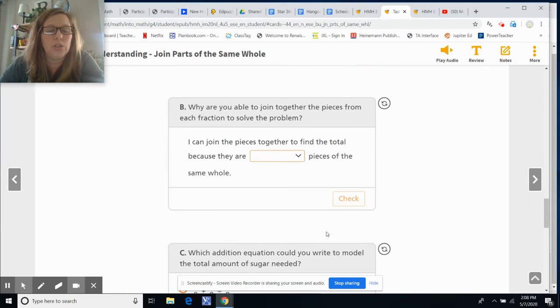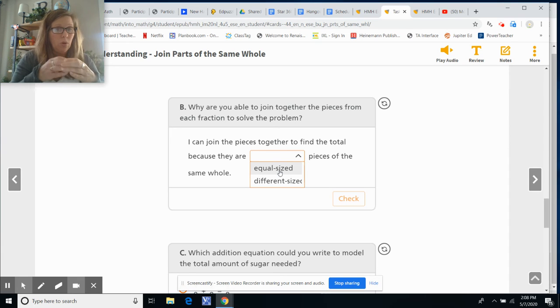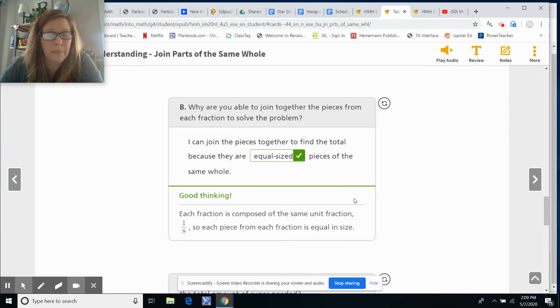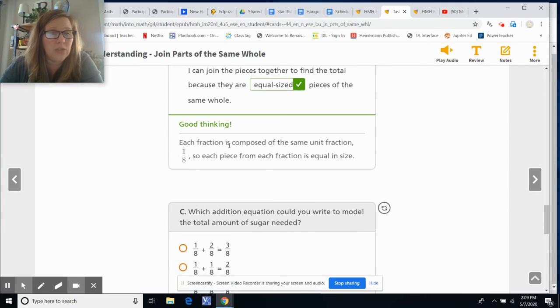It says, why are you able to join together the pieces from each fraction to solve this problem? I can join the pieces together to find the total because they are equal-sized pieces of the same whole. So remember, the whole is the same size, and both the cups are broken into 8s, but they're equal-sized pieces. All right, so each fraction is composed of the same unit fraction, 1/8. So each piece from each fraction is equal in size.